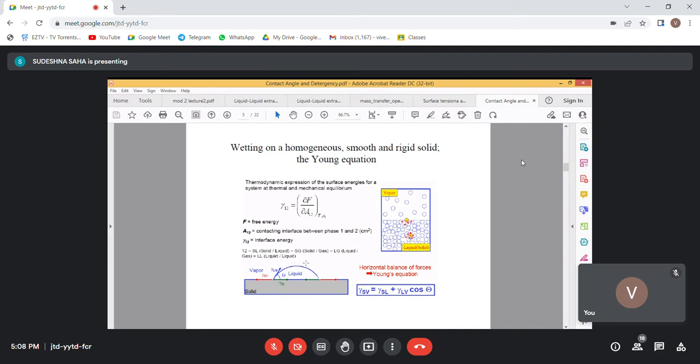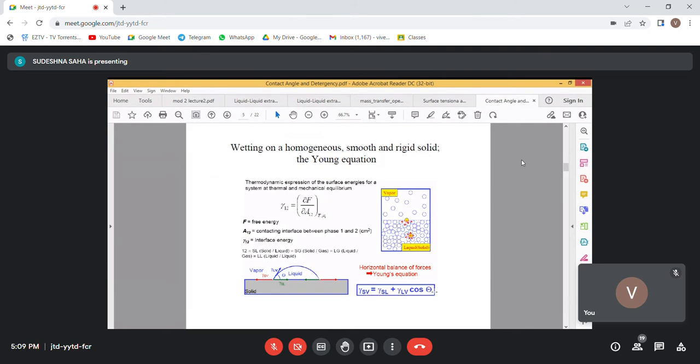Now, if you just consider this drop over here resting on a solid surface and try to do the force balance. There is surface tension in this direction, that is gamma SL, then there is a surface tension gamma SV, because this is the solid vapor interface, and obviously this is the liquid vapor interface, so surface free energy will act in this direction, gamma LV. Now if you do the force balance across this point, gamma SL plus gamma LV cos theta will give you gamma SV, because this drop is resting on this surface, so these forces will balance with each other, and you will obtain what is known as Young's equation that has been written over here. So gamma SV equals gamma SL plus gamma LV cos theta.